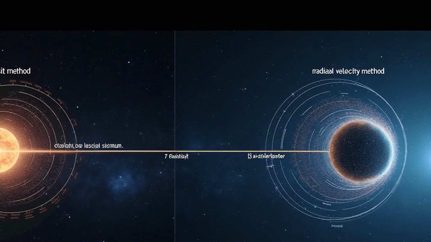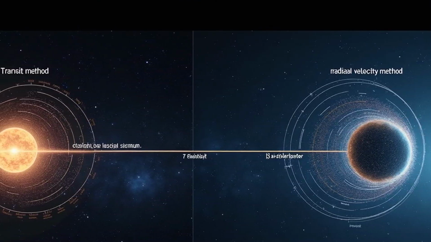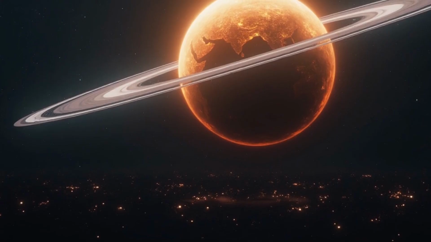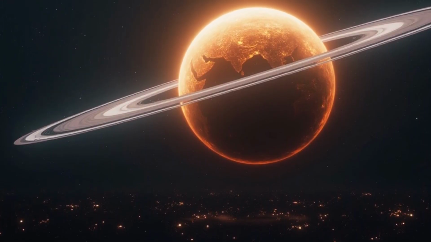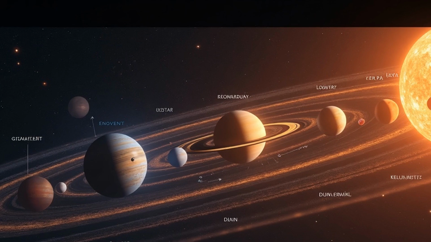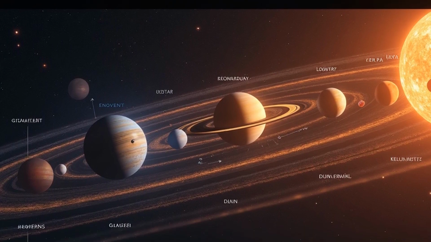Both the transit and radial velocity methods are used to confirm the existence and characteristics of exoplanets. These detection methods provide valuable data about exoplanet size, mass, and orbital period. The discovery of exoplanets expands our understanding of planetary systems beyond our own.